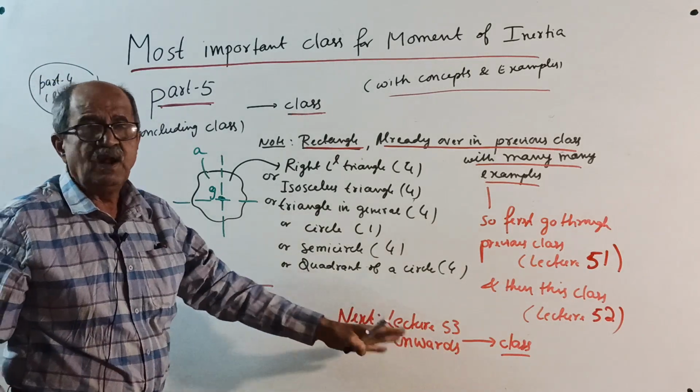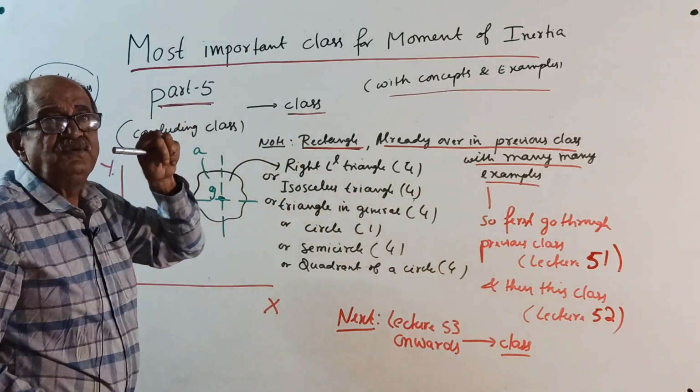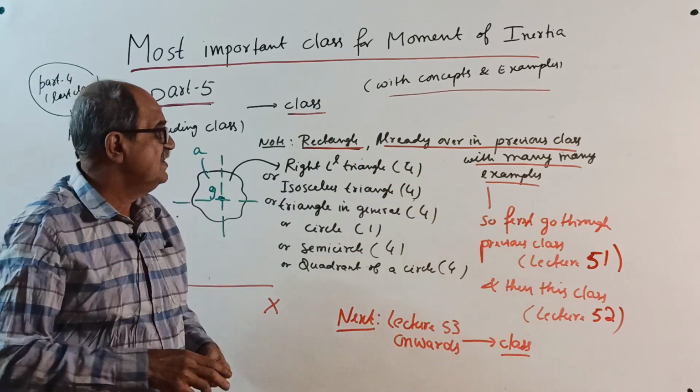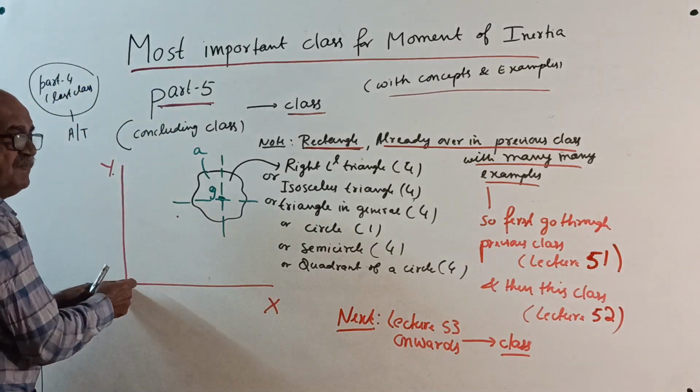What we are going to cover now: therefore, you should not come to part 5 unless you go to part 4 first, the previous class. Go to the previous class and study thoroughly. There I told you about this OX and OY. It can sometimes be XX, YY.